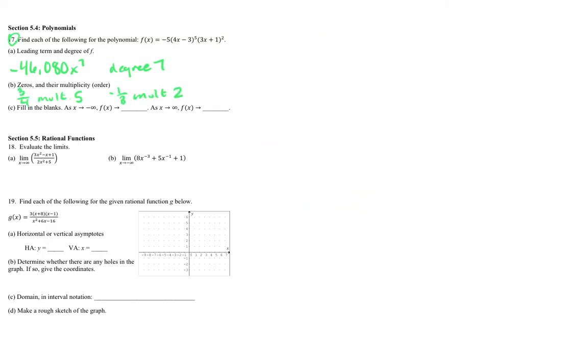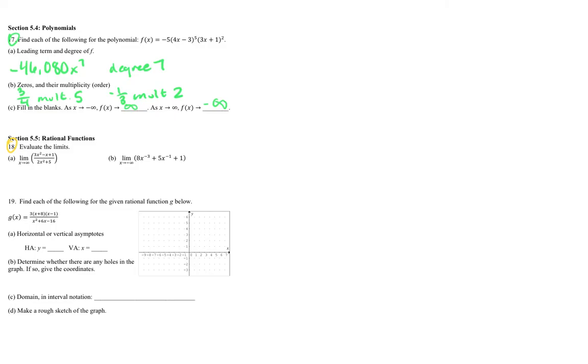Okay, so it's asking us for the end behavior of this. We know that this is an odd function because of the degree, and the leading coefficient is negative. So that means our graph is going to be pointing up at negative infinity and pointing down at positive infinity. Okay, so then it's asking us, as x goes to negative infinity, f of x goes to what? It's going to be positive infinity. And then it's asking us, as x goes to infinity, f of x goes where? That one's going to go down to negative infinity.